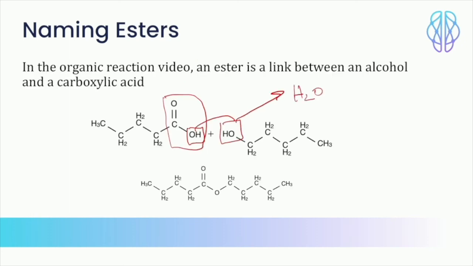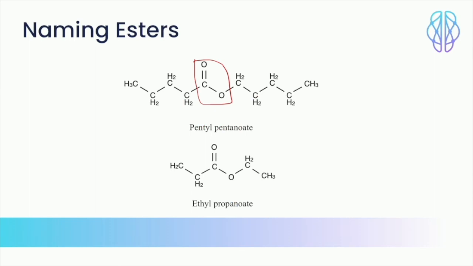Again, this is covered in more detail in our video on organic reactions, so I recommend you watch that to revise. But to name it, you do need to understand that an ester is made up of the carboxylic acid and the alcohol. So now how do you go about actually naming a compound like this? So what I like to do is I like to draw a line in the middle of the ester linkage. Everything to this side came from the carboxylic acid.